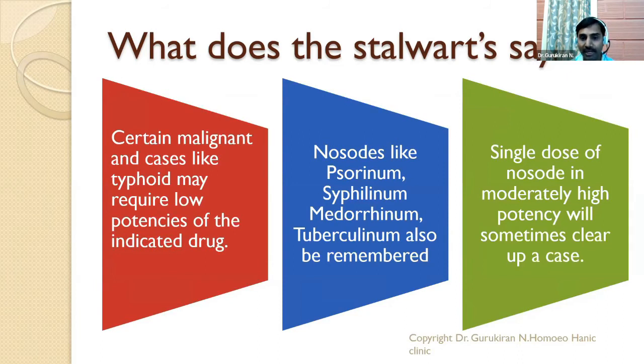And nosodes like psorinum, syphilinum, medorrhinum, tuberculinum should also be remembered. These are all the blockbusters. Nosodes are called blockbusters. When we get blocked with some case, when we are stuck in the middle of the case, we should think of some nosodes or maybe sarcodes also. It will be very much helpful. And a single dose of a nosode in moderately high potency will sometimes clear up a case.